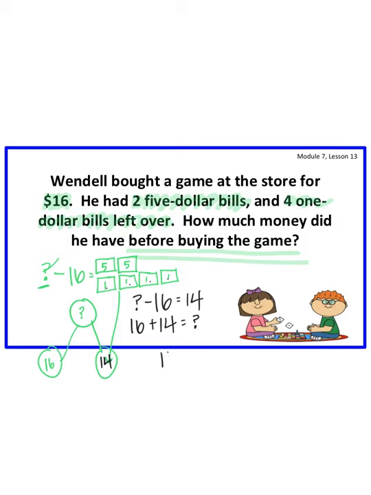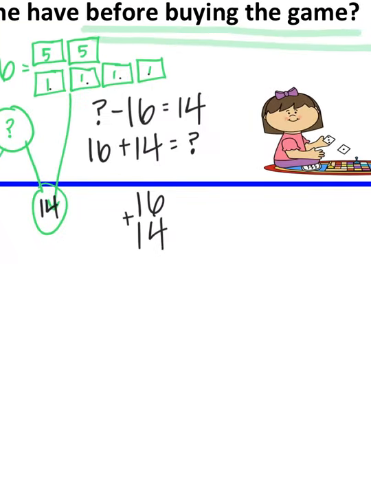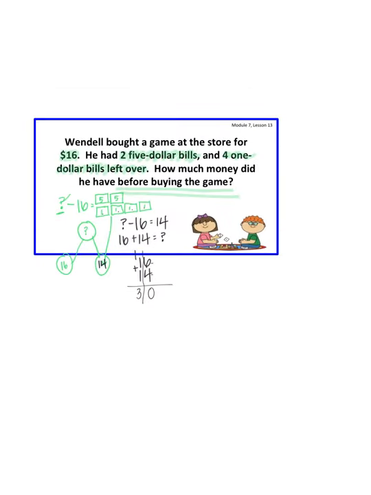Then I just stack my 16 and my 14 up on top of each other. And I look at my ones place and I say 6 ones plus 4 ones. Is that enough to make a 10? It is enough to make a 10. 6 plus 4 is 10. So I'm going to add a 10 up here and I have none left over. Then I go to my tens place. 1 ten plus 1 ten plus 1 ten. That is not enough to make 100. That is only 3 tens. 30. So he had $30.